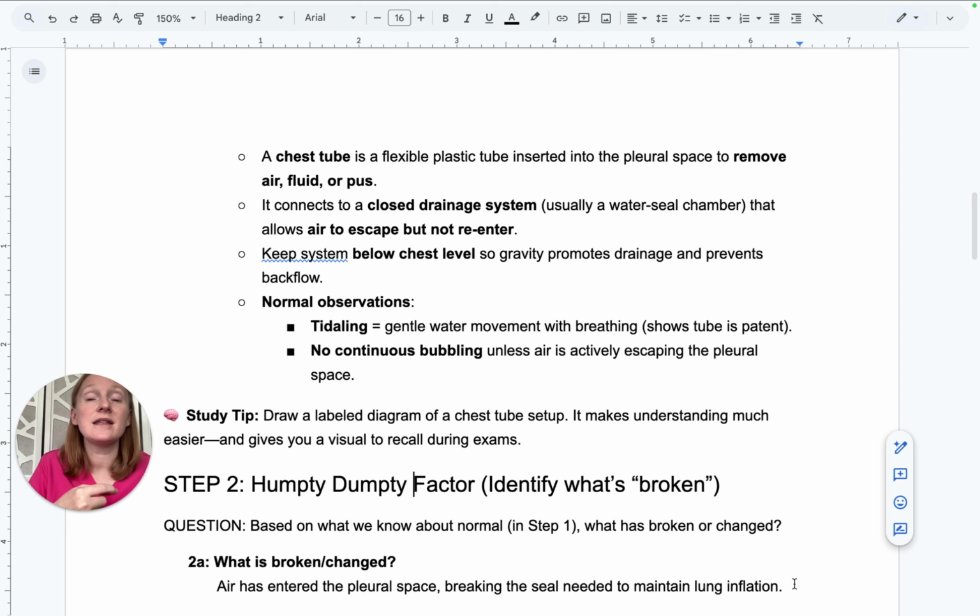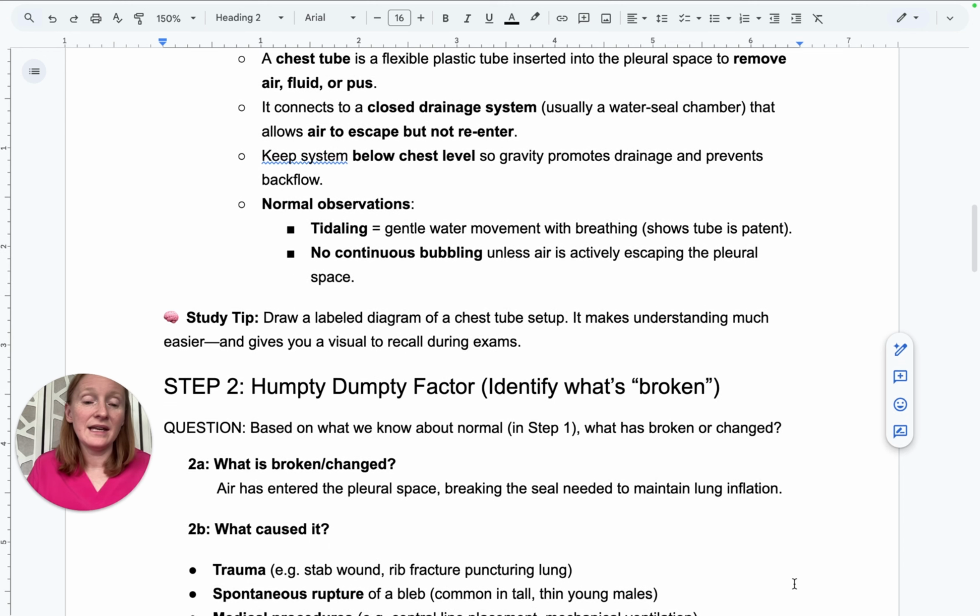Notice how we're tying things back to step 1 in order to understand the pathophysiology in step 2. This is all it takes to connect the dots. But if you didn't take the time to do your step 1 normal stuff, that's why you struggle a lot with understanding the pathophysiology. So we're going to change that now, right?